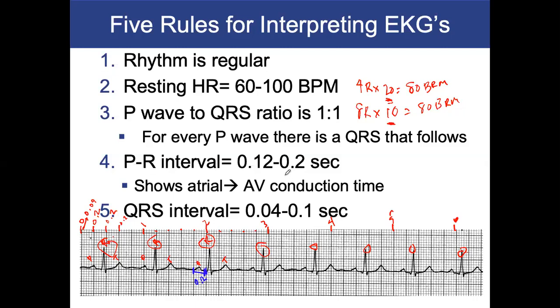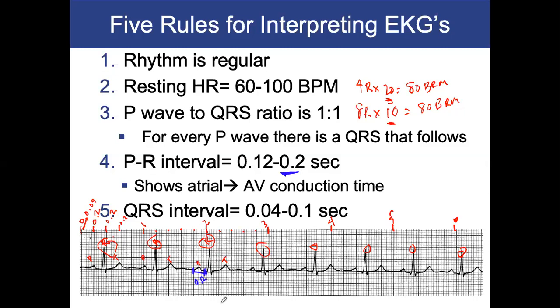Does that fall within your rule? It does. So PR interval is 0.12 to 0.2. So this PR interval is 0.2. So that works. Okay, it's actually showing communication from SA node through the atria to AV node.